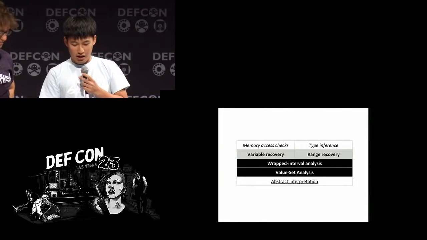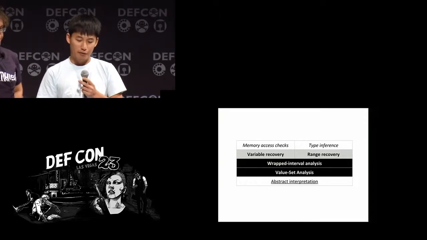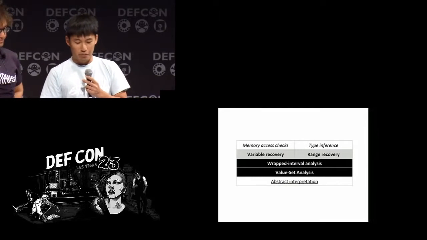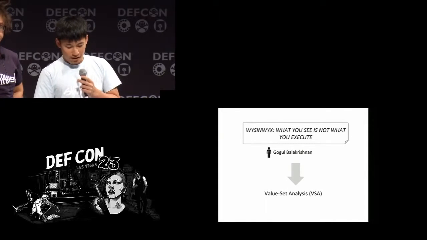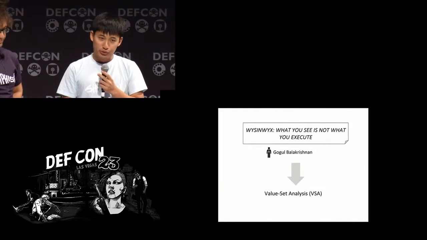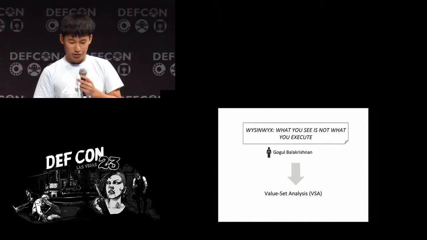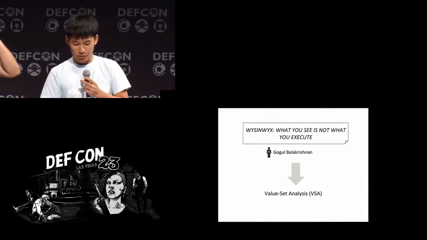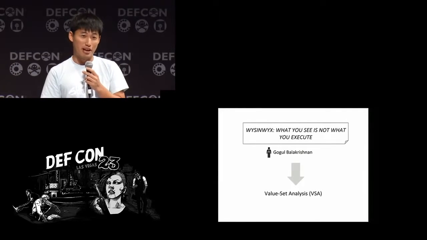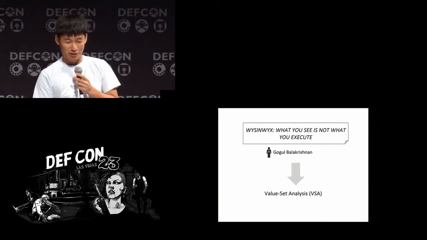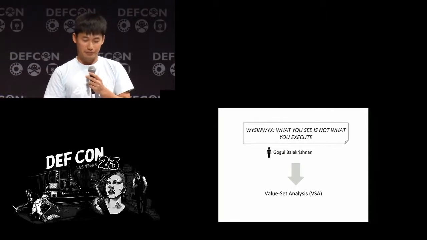On top of that, we can have variable recovery. We can have range recovery. And then on top of that, we can build some memory access checks and type inference. OK. So credit goes to not me. We take the paper and we implement it. The credit goes to the author of this paper, Gogul Balakrishnan. I tried so hard to read your name. I think I tried my best. If I read it incorrectly, I'm sorry. So he's the creator of VSA, value set analysis.